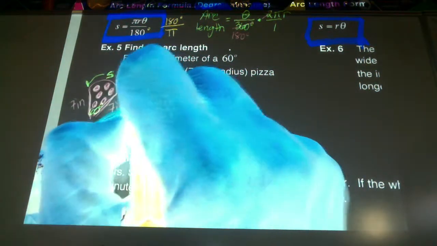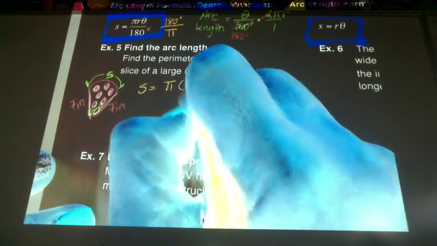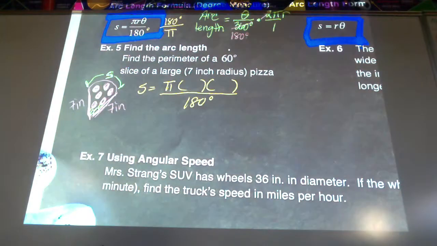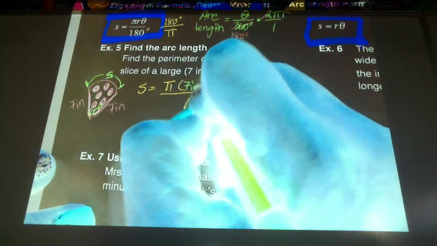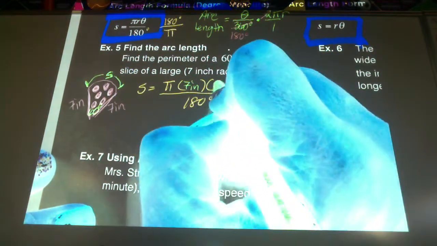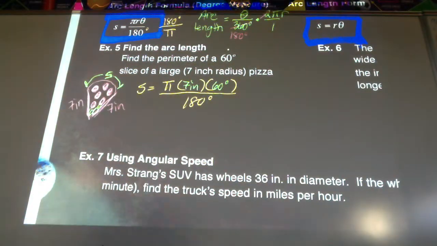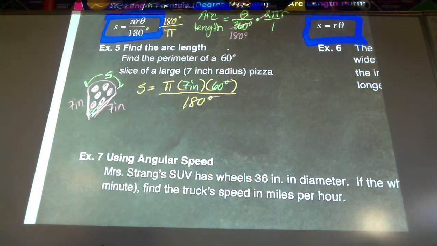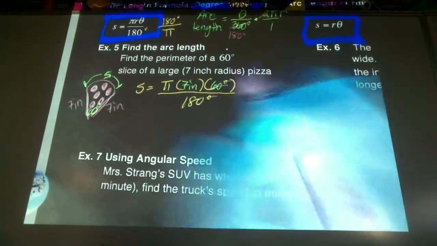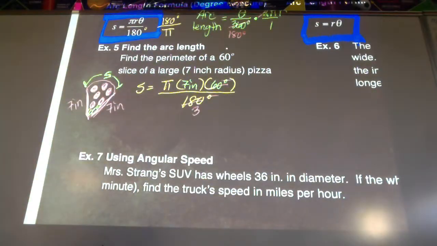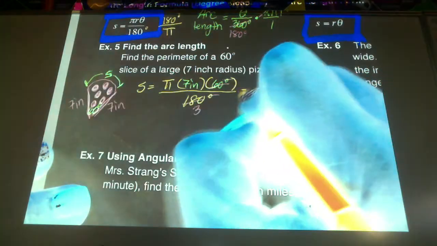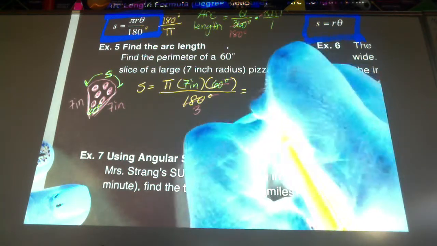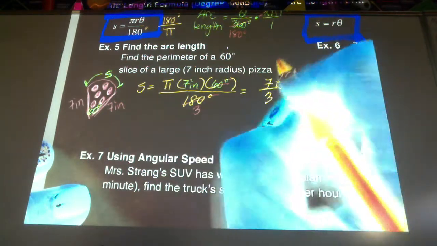S, because I need to find S, is equal to pi times my radius times my central angle, all divided by 180 degrees. So my radius is 7 inches. My theta is 60 degrees. Don't my degrees cancel? And doesn't 60 cancel into 180, 3 times? So technically my exact measurement for S is 7 pi over 3 inches.